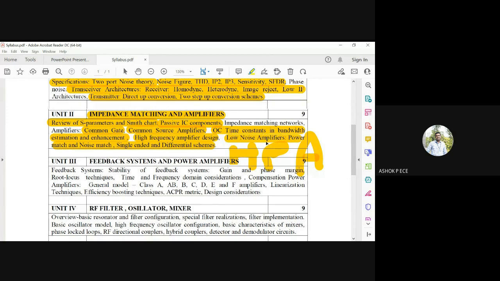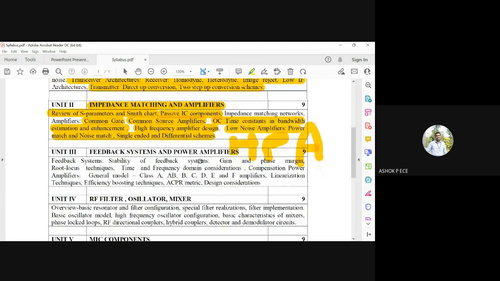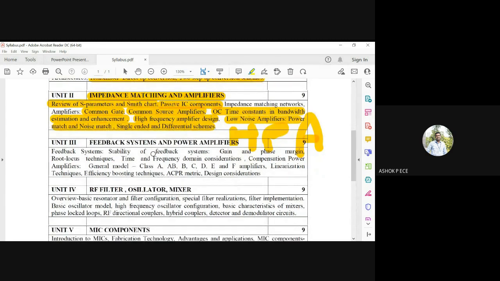So these low noise amplifiers are very intelligent. They will discard all the noise. They will amplify only your signal and give it to the receiver for processing. So we are going to study about low noise amplifiers as a part of this unit. And high power amplifiers we will be studying in the next unit. The next unit is about feedback systems and power amplifiers.